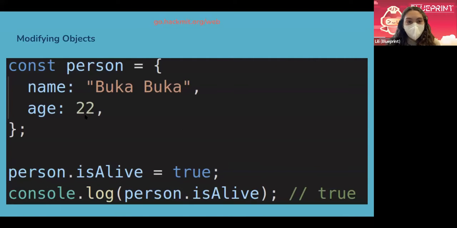You can also edit objects. The way you do this is you can do person dot and then add a new property that you want it to have. So person dot isAlive equals true. And then if you tried to access person dot isAlive, it would give you true. So I'm really happy that 22-year-old Buka Buka is alive and with us.